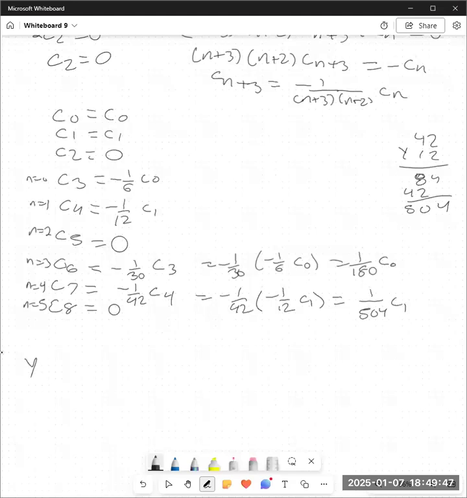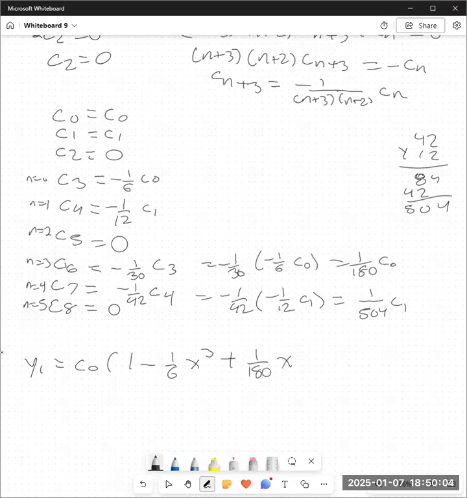So my y1 is going to be c0 times 1 plus a negative 1/6 x cubed plus 1 over 180 x to the 6th. Notice that we're going every 3 here. The next one will be negative, dot dot dot.